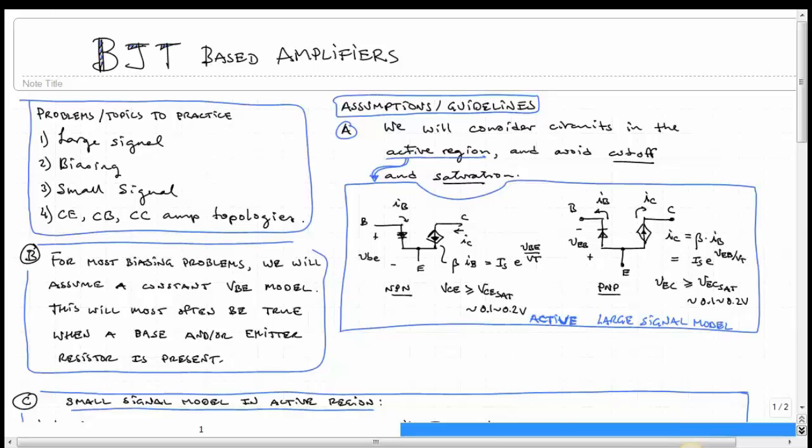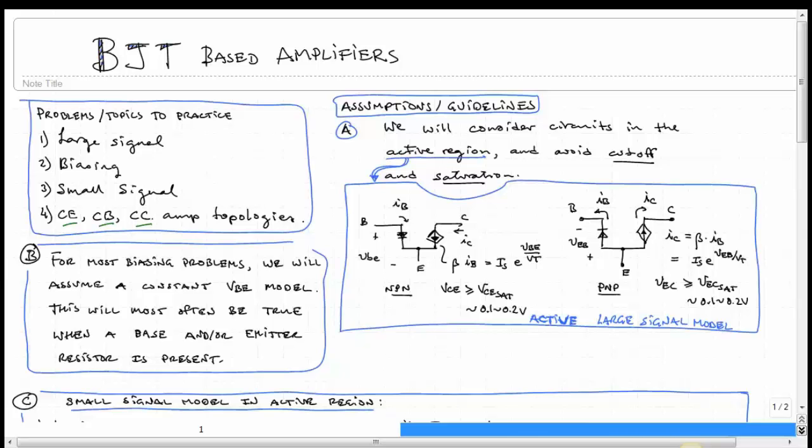The goal of this set of lessons is to move ultimately to the three standard single transistor amplifier topologies, and those are the common emitter, the common base, and the common collector amplifier topologies. And we're going to do it in 4 steps.